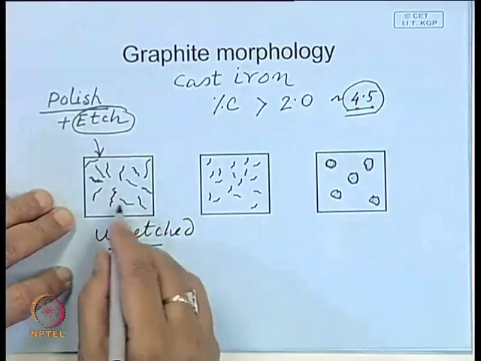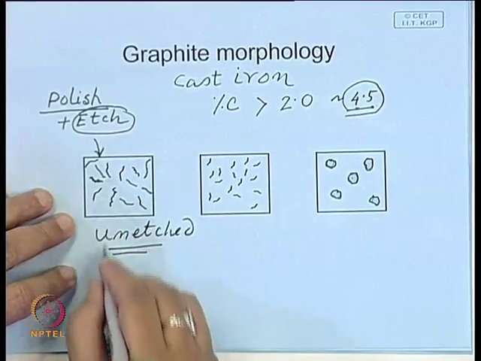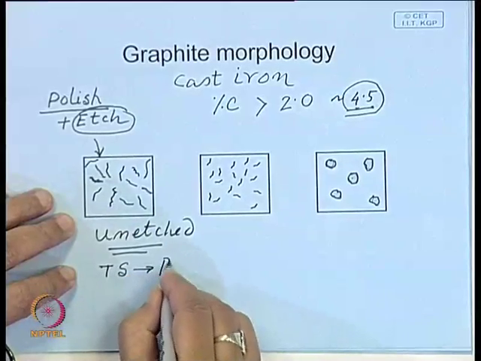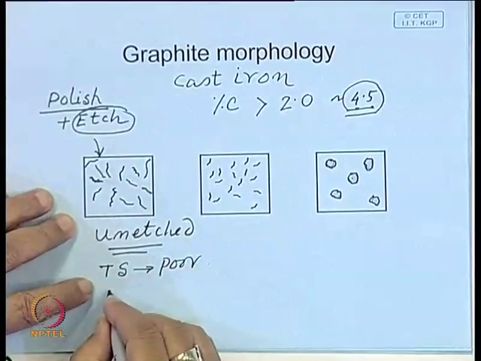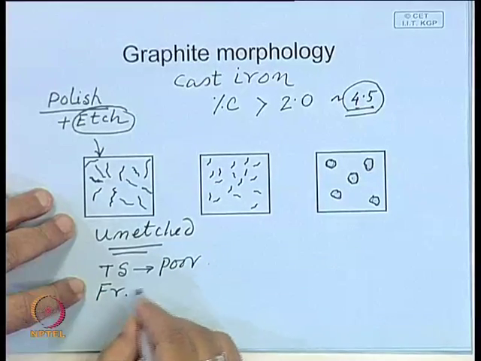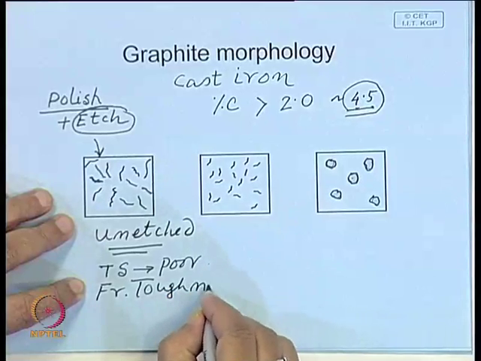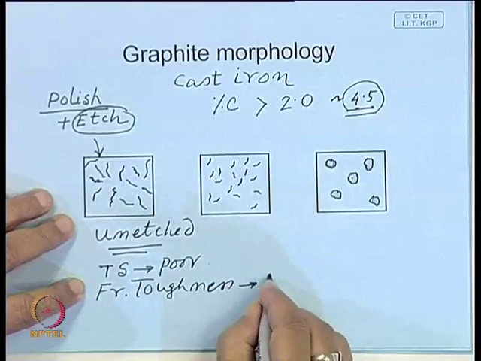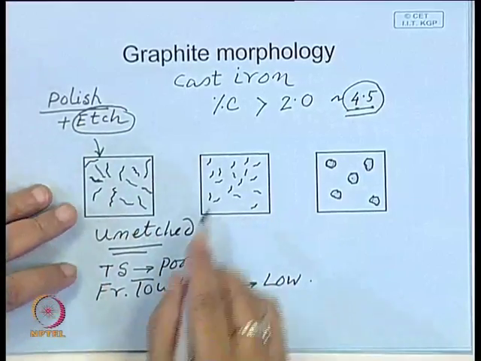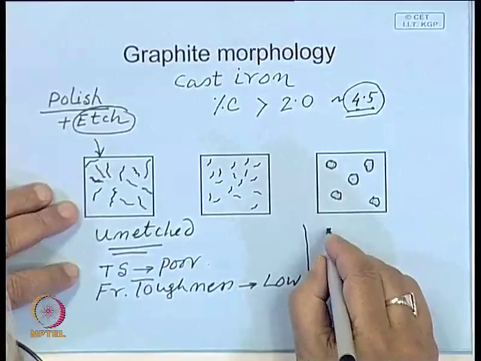So, the properties you expect are that they will have poor tensile strength, they will fracture easily, and the fracture toughness will be very low. But the presence of this graphite phase gives cast iron a very good property called damping property.